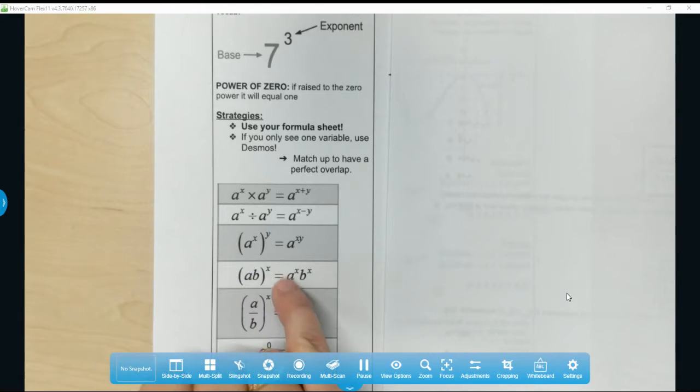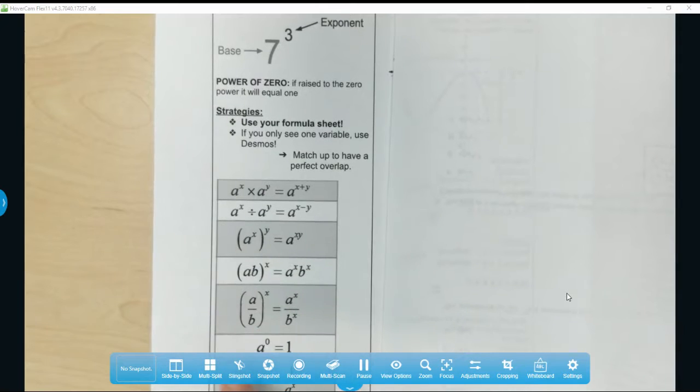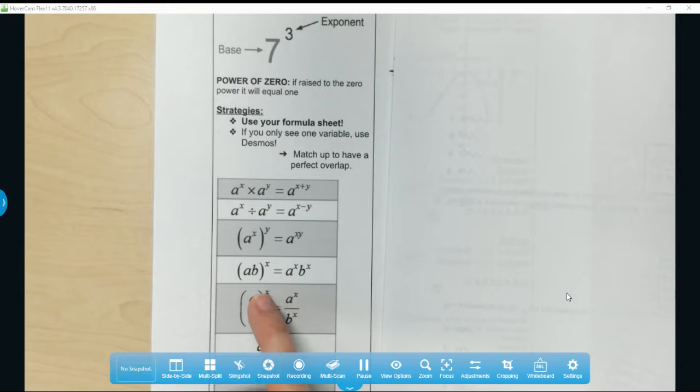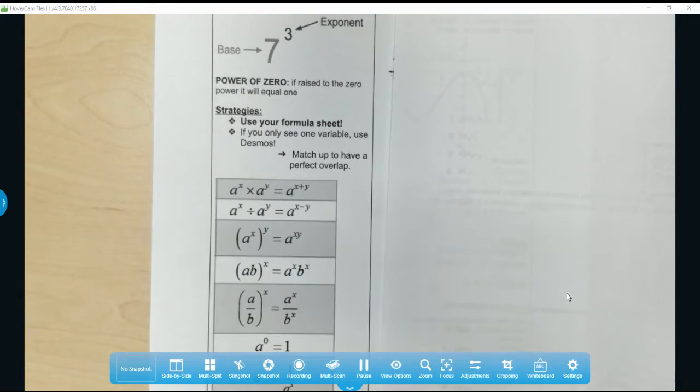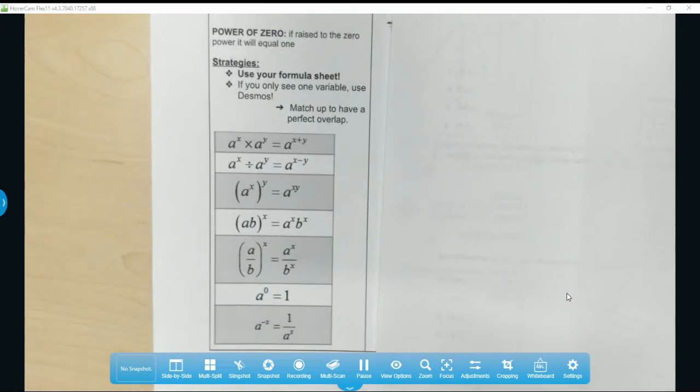So something like this would be a to the x power, b to the x power. And then same thing here. Even if it's dividing, you're going to distribute the exponent, and then from there, keep applying the rules. Anything raised to the 0 power is 1. And if it has a negative exponent, you need to move it. If it's on top, move it to the bottom. If it's on the bottom, move it to the top.